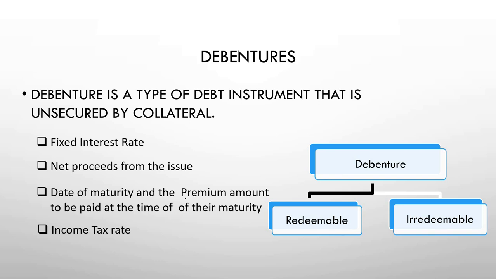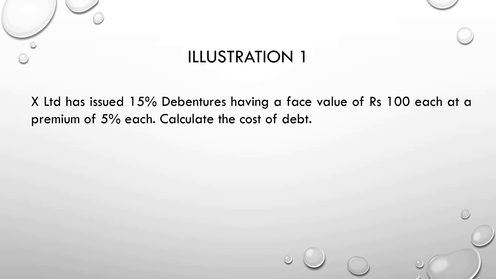So today in this lecture, we will be doing debentures related to irredeemable. Irredeemable means that the company issues the debentures, but will not repay the principal amount. Whatever amount the company gets by issuing the debentures, the company is never going to repay it back. And the company is going to pay the interest on an annual basis.